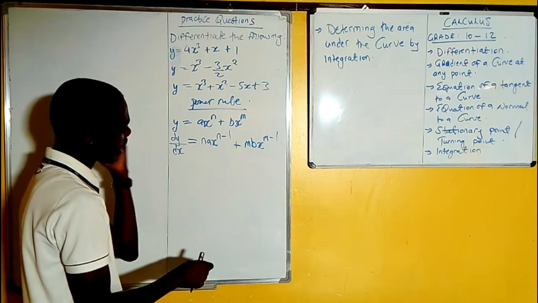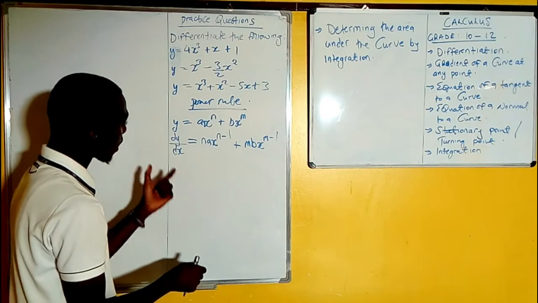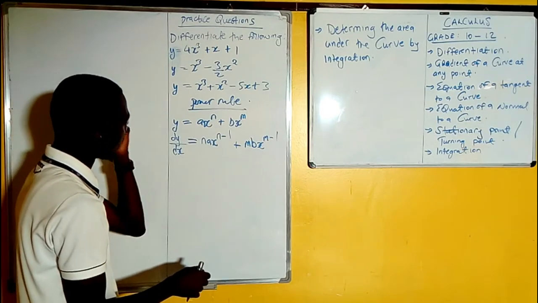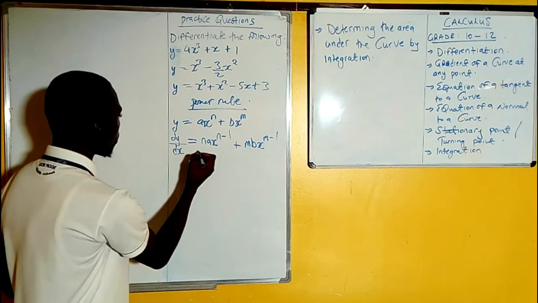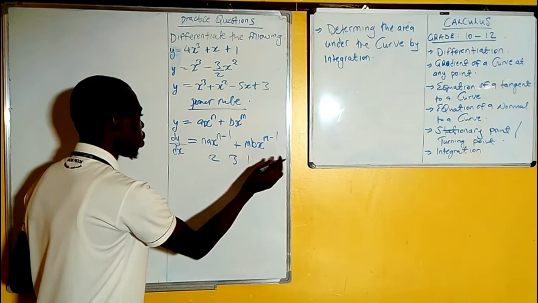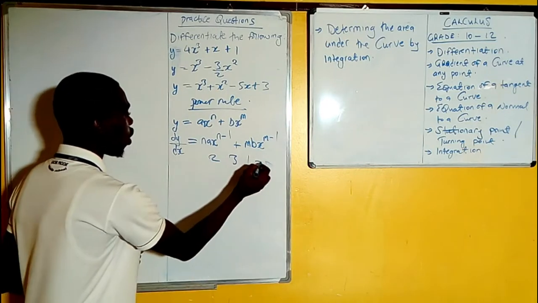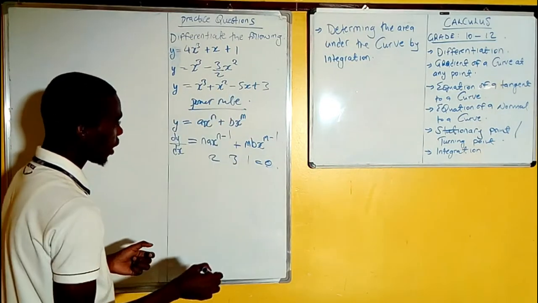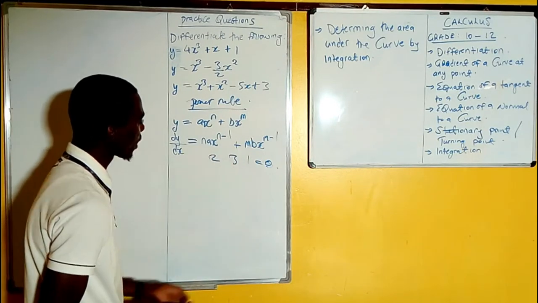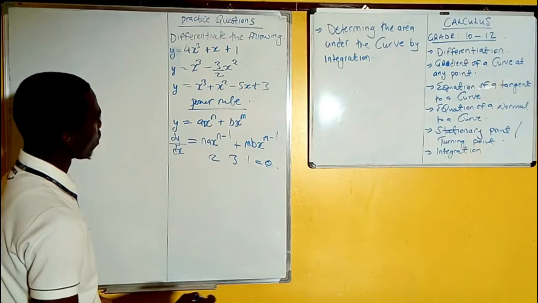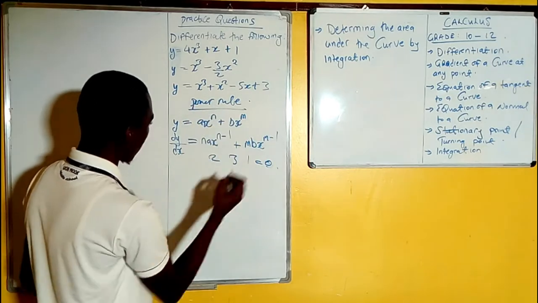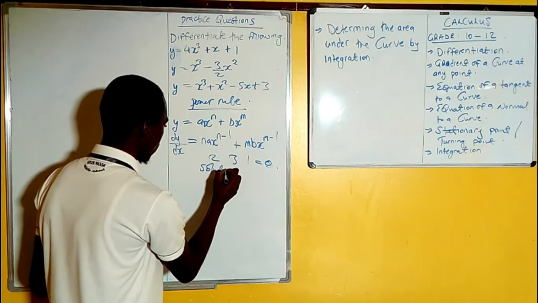Please note that when we differentiate a constant number, for example 2, 3, 1 and so on, the result is always equal to 0. Let's go into the practicals and just see what I'm talking about and how easy it can be. So let's look at the solutions.